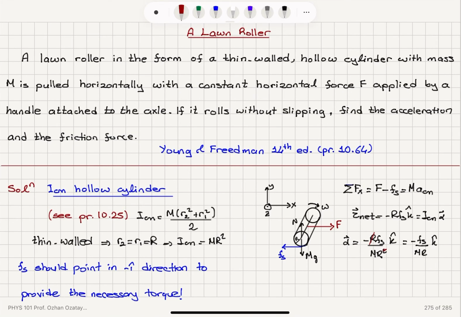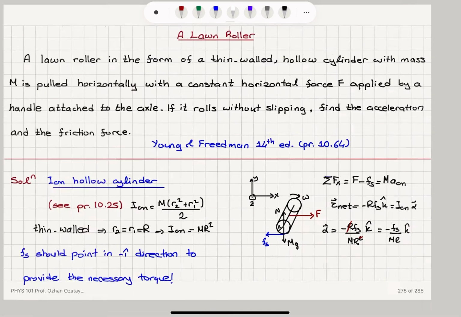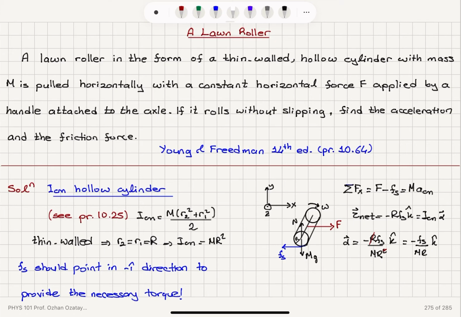Okay, so we have a lone roller. It's a thin-walled hollow cylinder. We can figure out for a cylinder that has inner and outer radii R1 and R2. In the thin-walled case, these two radii become R. The moment of inertia is MR squared for rotations about the center. It's pulled with a constant horizontal force using a handle attached to the axle. So this force has no torque effect. The weight and the normal force have no torque effects. However, the static friction will have this torque effect here. So we need the static friction to point in minus i hat direction.